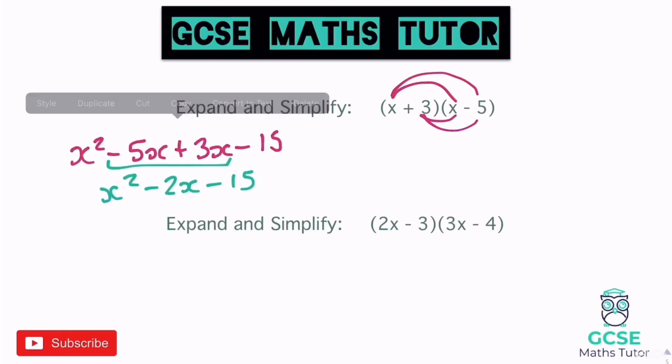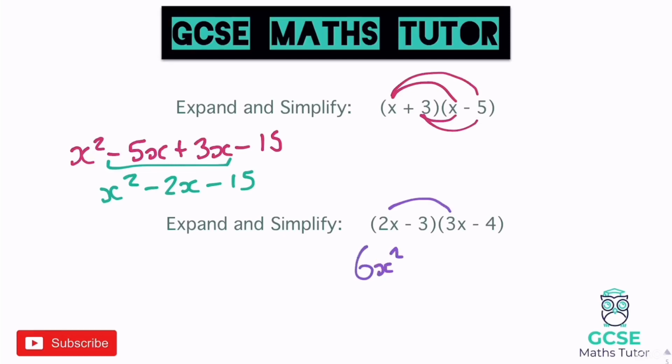Okay, so 2x times 3x: 2 times 3 is 6, x times x is x squared, so we'll get 6x squared. 2x times negative 4 is negative 8x. Negative 3 times 3x is, well, 3 times 3 is 9, so negative 9x. And then negative 3 times negative 4 will give us positive 12. 3 times 4 is 12, and it's a negative times a negative.